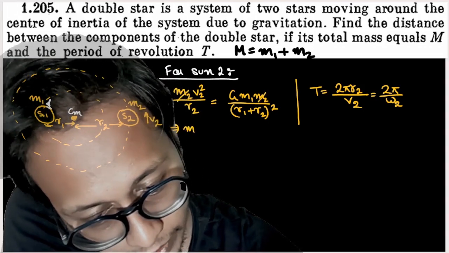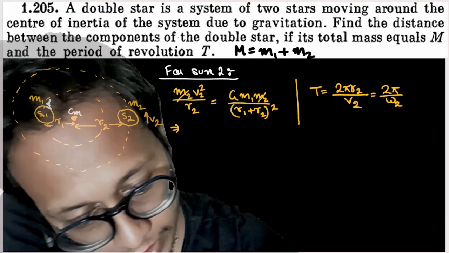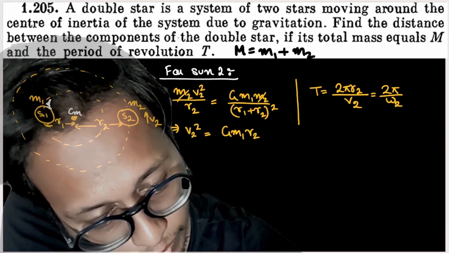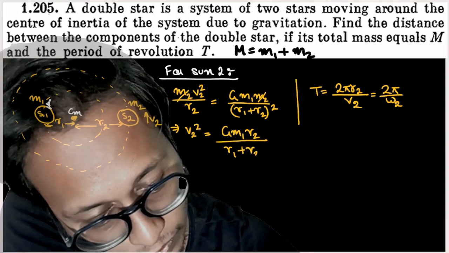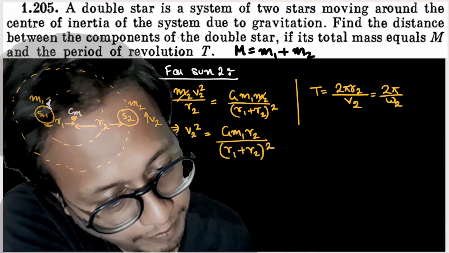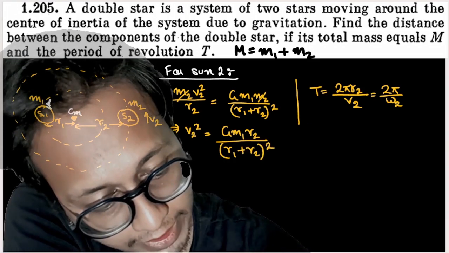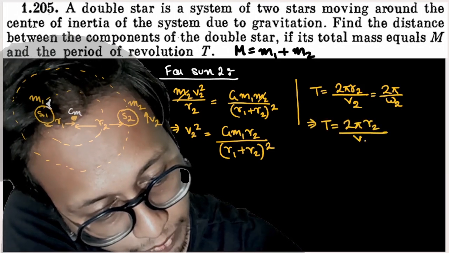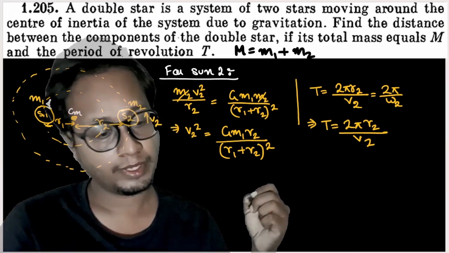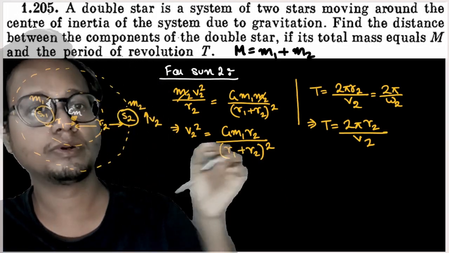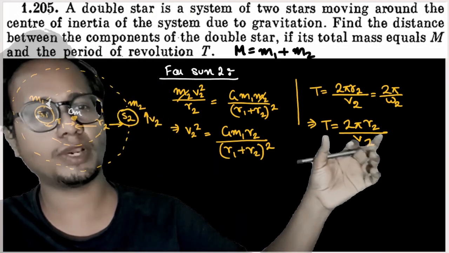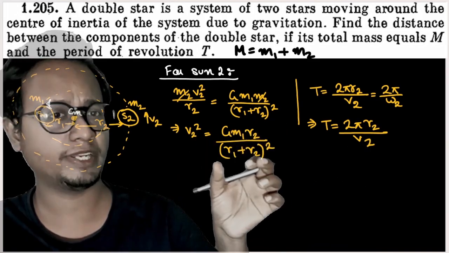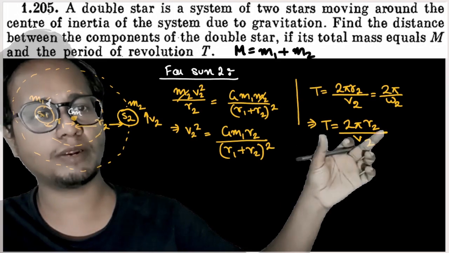m2 will get cancelled. What will remain here is v2 square is equal to G m1 into r2 by r1 plus r2 whole square. Fair and fine. Now if I see this equation, time period is equal to 2 pi r2 by v2. In order to substitute this value of v2 here, I need to first square this. You can also substitute the value of v2 is equal to under root of G m1 r2 by this variable here, but instead of using under root, I'll square this term.